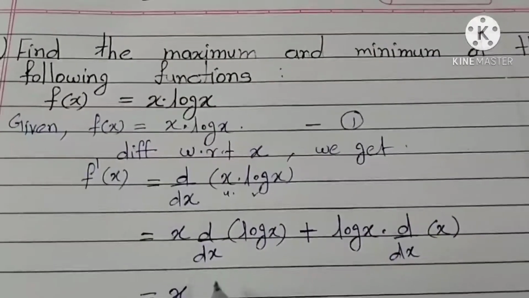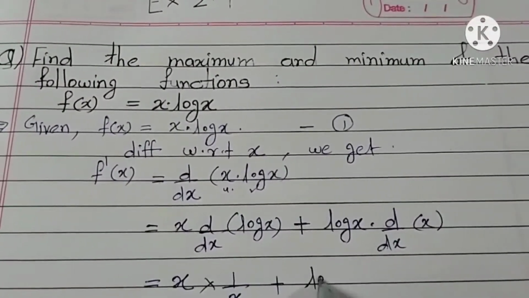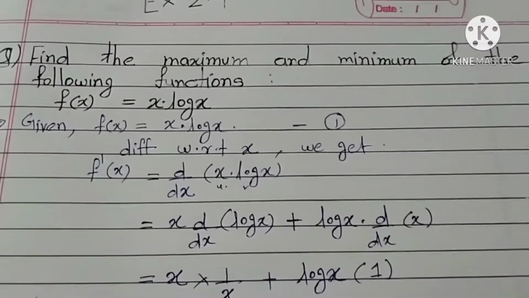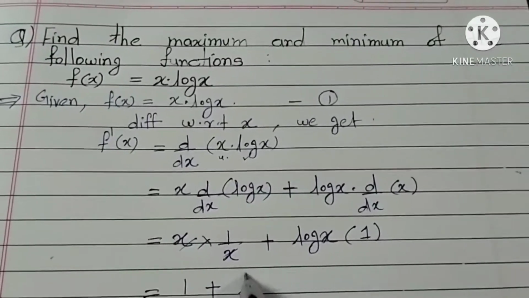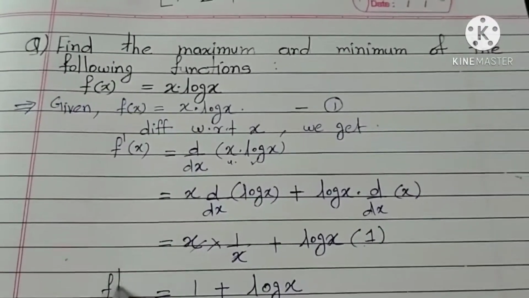Now we know that the derivative of log x is 1 upon x, plus log x, and the derivative of x is 1. So this x and this x get cancelled. Here remaining is only 1 plus 1 into log x, which is log x. So this is our f dash of x.